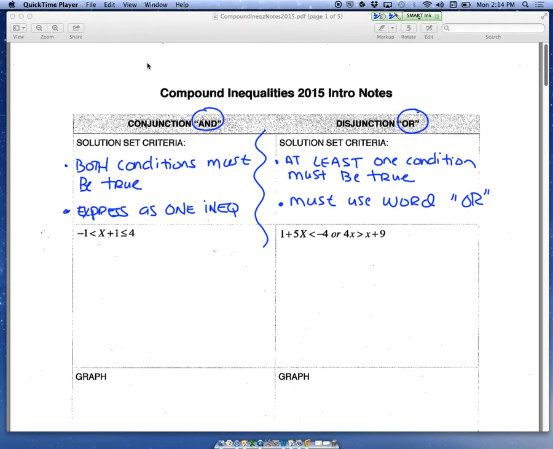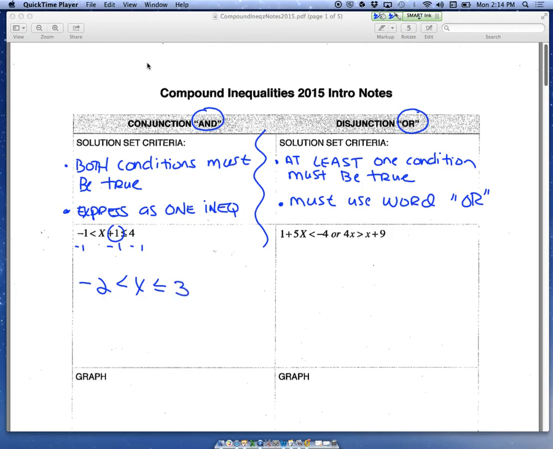So let's look at simplifying some of these. So here's your conjunction over here. -1 is less than x plus 1, which is less than or equal to 4. Notice how I can write this as one expression. And the way I simplify it, I'm still isolating the variable, but I'm isolating the variable in the middle of the expression. So I would subtract 1 from all three spots. And then I end up with -2 is less than x, which is less than or equal to 3.